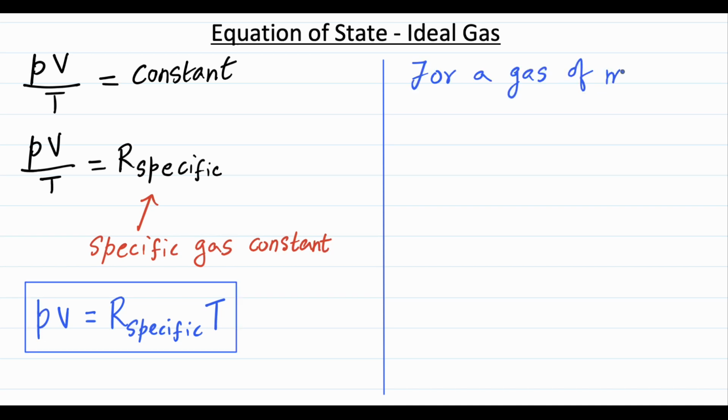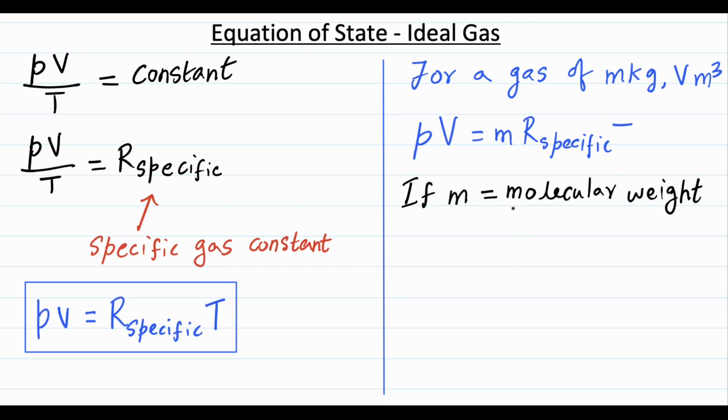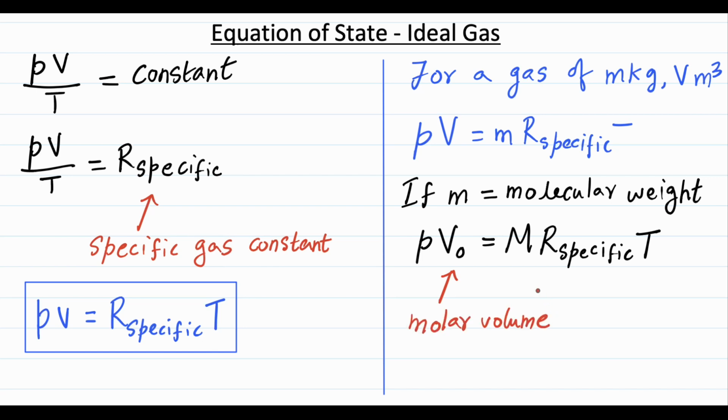For a gas of m kg occupying a volume V meter cube, we can rewrite this equation as PV equals m R specific T. If the mass is equal to the molecular weight of the gas, we can rewrite this expression as P V0 is equal to uppercase M, which is the molecular weight, into R specific into T. So here the volume V0 is the molar volume and M is the molecular weight of the gas.